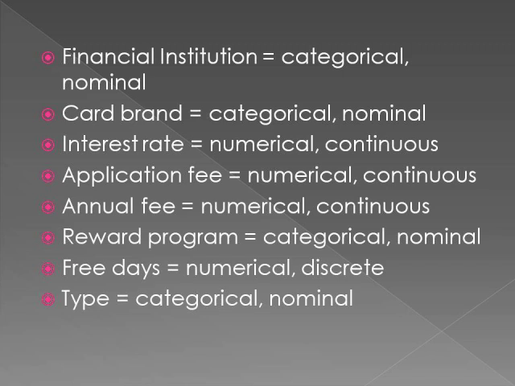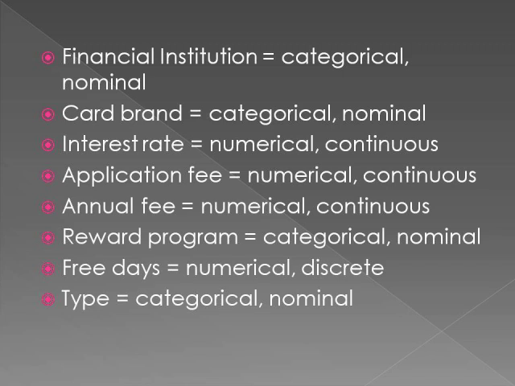So if we work our way back through the columns, starting again at financial institution, this was categorical, and there's no order to the categories, so it's nominal. Card brand, again this was categorical, and if we have a look at those card brands, there's no inherent ordering, so it is also nominal. Interest rate was the first numerical column. Here we do have our values going to decimal places. We don't have just whole numbers, and so it is definitely continuous.